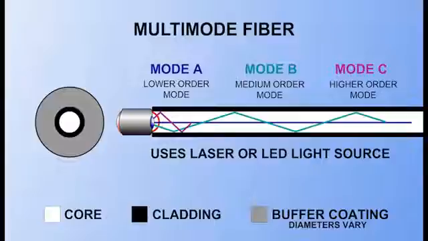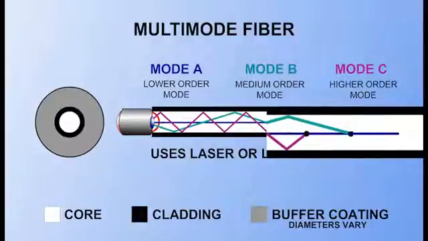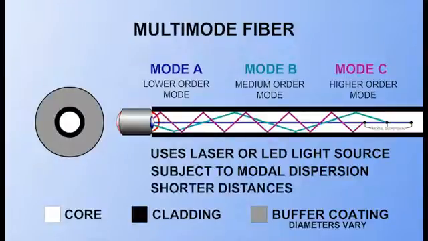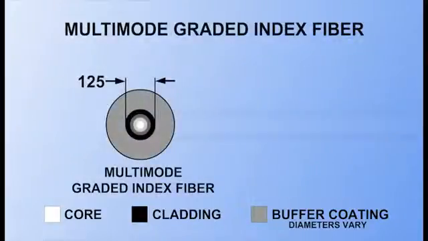The higher the order of the mode, the more the light wave will strike the cladding as it moves down the core. Consequently, a higher order mode takes longer to reach its destination. This timing difference between higher and lower modes creates modal dispersion and degrades system performance. As a result, multi-mode fiber strands are mostly used for data transmission over shorter distances.